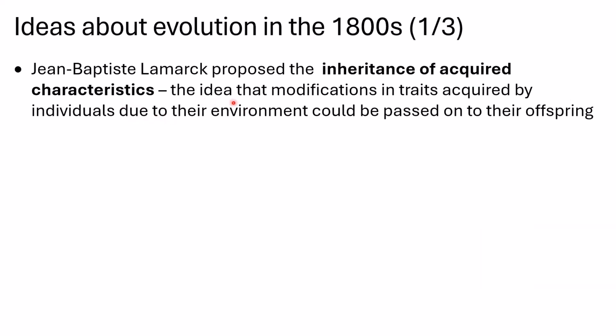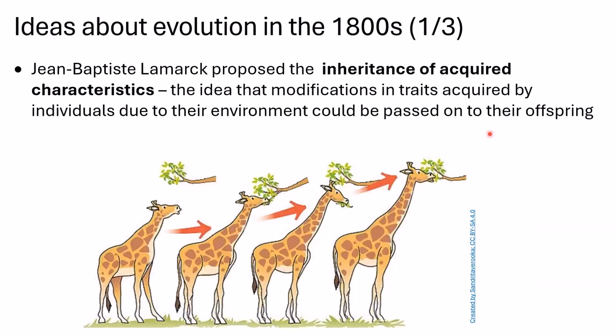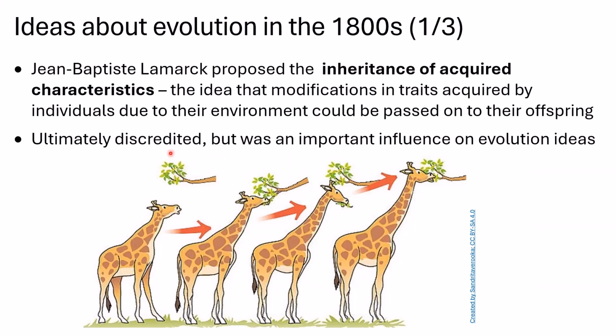This is the idea that individuals acquire different traits in their lifetime and can pass these traits down to their offspring. The most commonly used example is a giraffe wanting to eat something high up on a tree, so it stretches its neck out, making it longer. The lengthening of the neck is passed down to offspring until there is one that has a long enough neck to reach the tree. While this idea was ultimately discredited, and we now know that changes in our somatic cells cannot be passed down, it was still an important influence on evolutionary ideas.